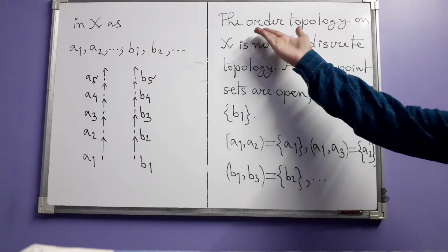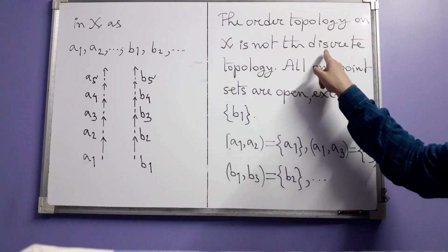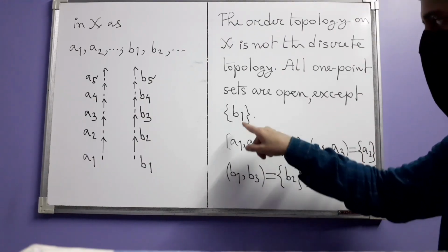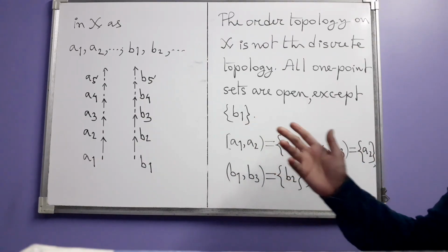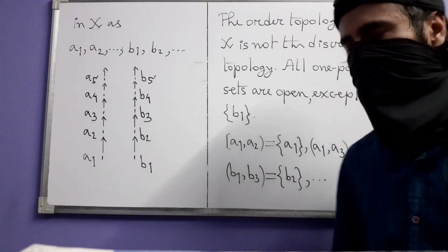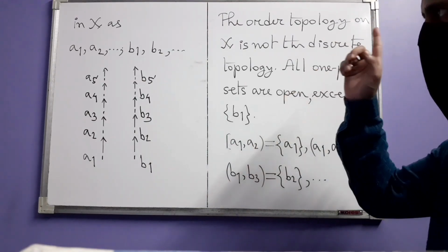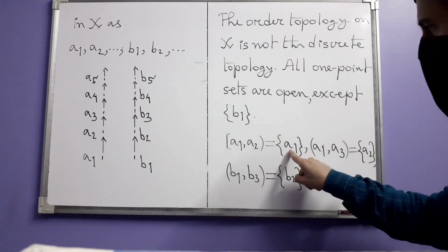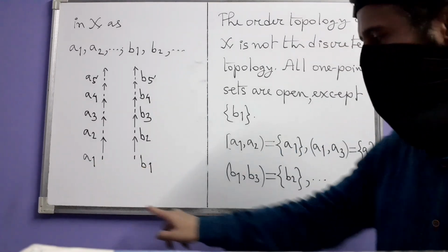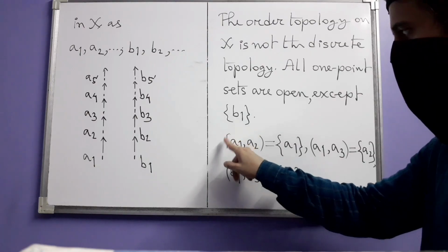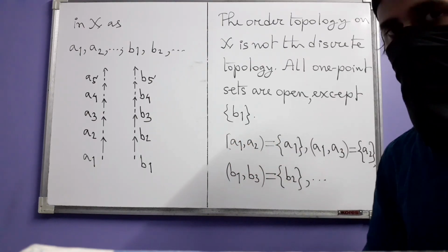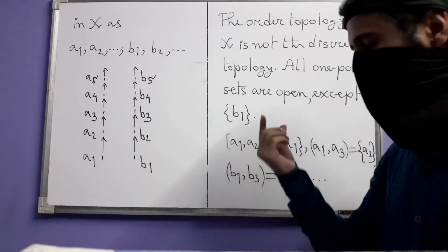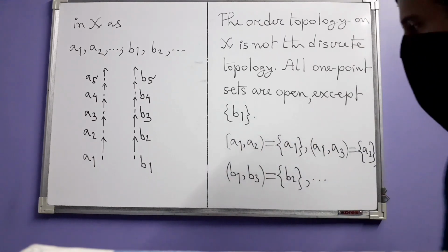So the author writes, the order topology on X is not the discrete topology. All one point sets are open except this one. Let us first see how all other one point sets are open. Actually, it follows that same pattern that we saw in the previous example. The set consisting of a1 is open because that is this basis element, closed a1, open a2, because a1 is the smallest element, so this half open interval is a basis element.